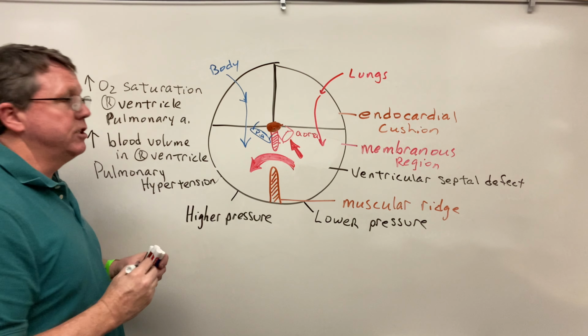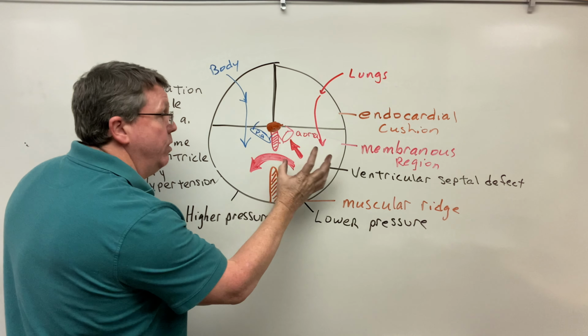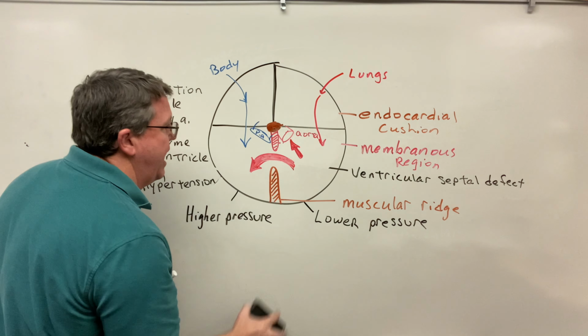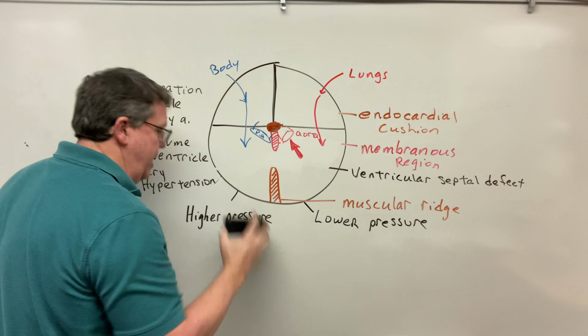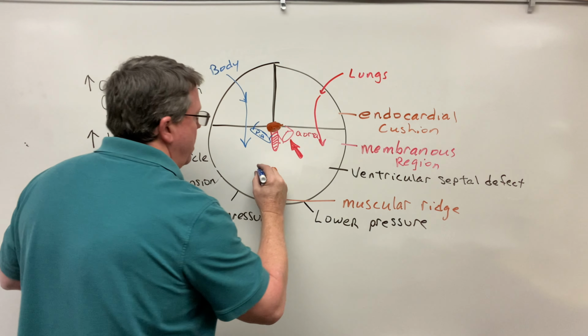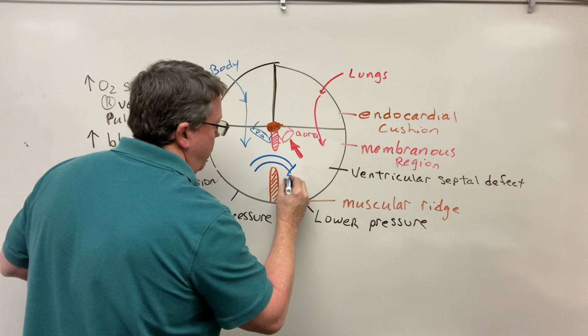So now this side is lower pressure. Okay? And so what's going to happen now is instead of the blood pumping this way, like we saw when this had the higher pressure, instead of the oxygenated blood pumping that way, what's going to happen now is I am going to get deoxygenated blood going this way.